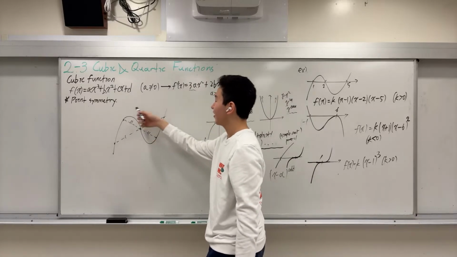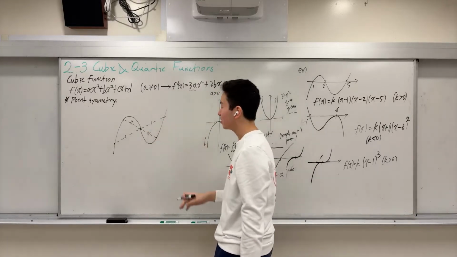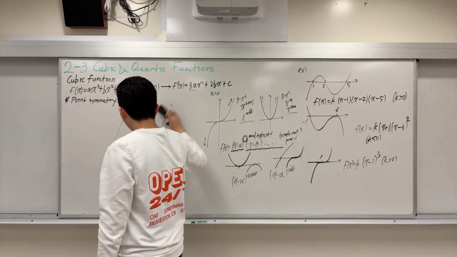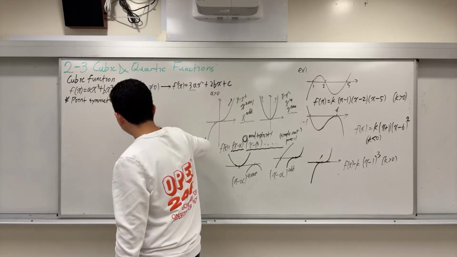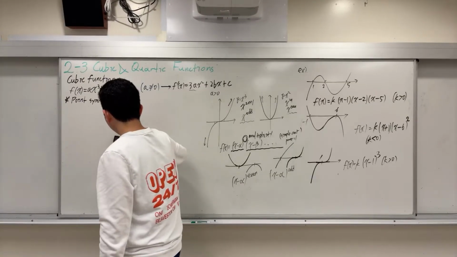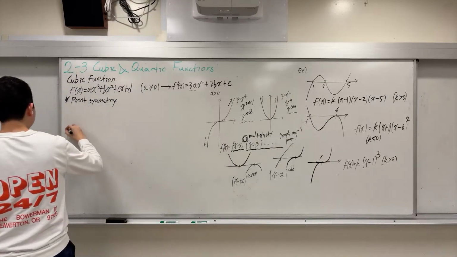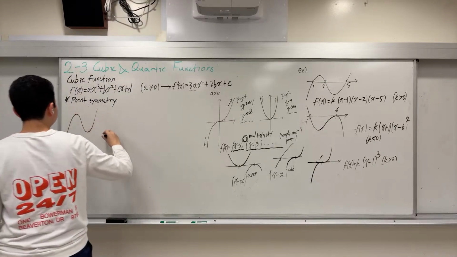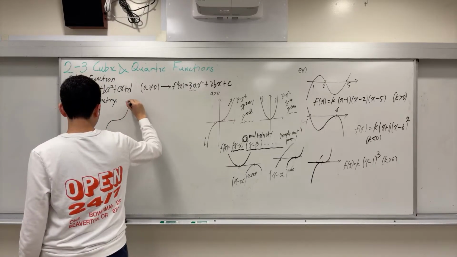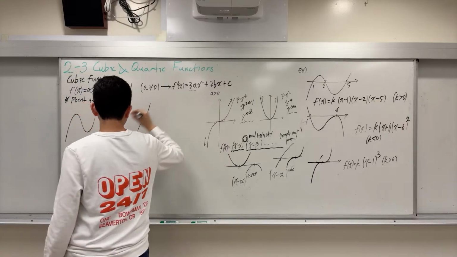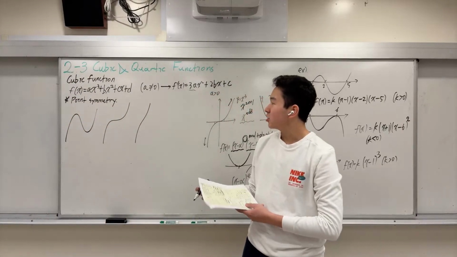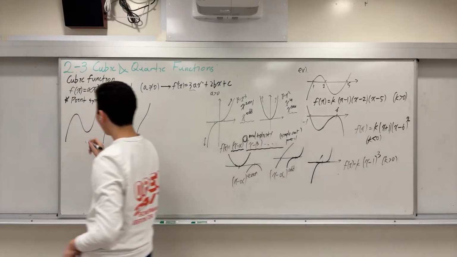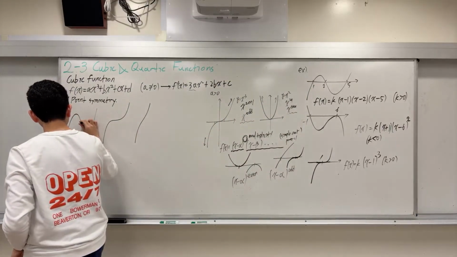And look at the figure that I just drew now. It sort of looks like a cubic function, right? All cubic functions have a point of symmetry. Okay, so let's draw the three types of curves again. And this point of symmetry, specifically in cubic functions, is called the point of inflection.